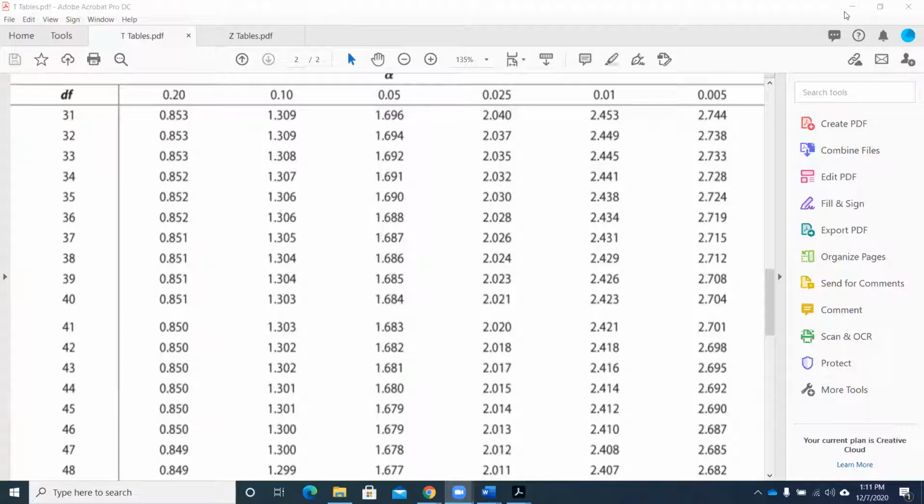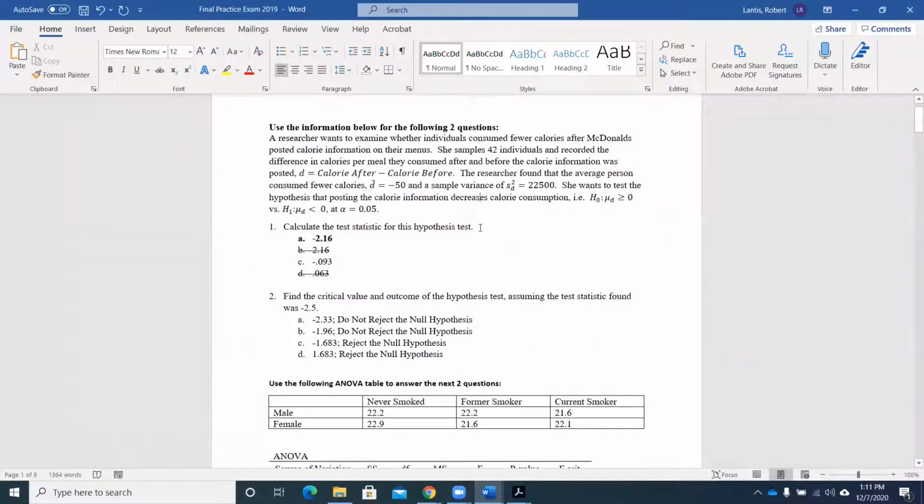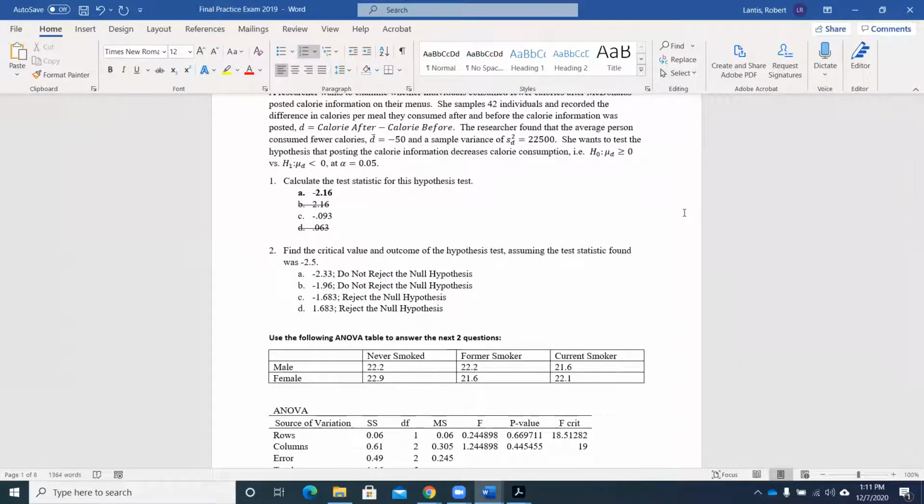Okay, good with that one? Okay, so that was what? And also, one thing I had mentioned, for left-tailed tests, our critical values are always negative, so we could have ruled out this guy right away.